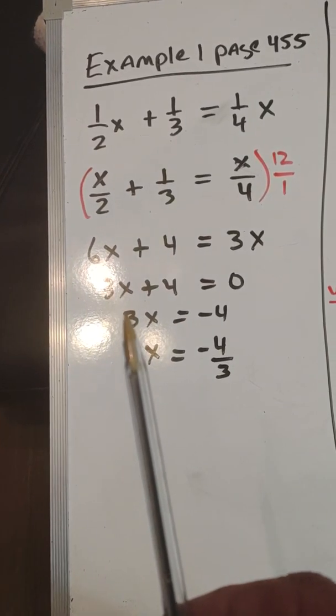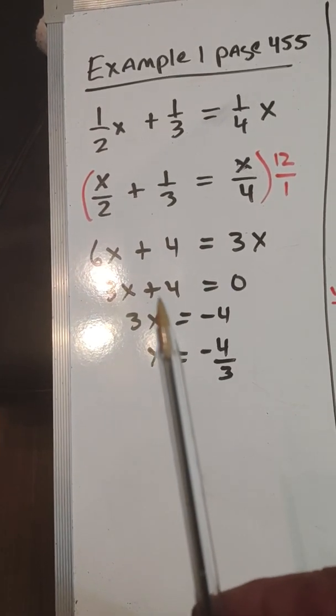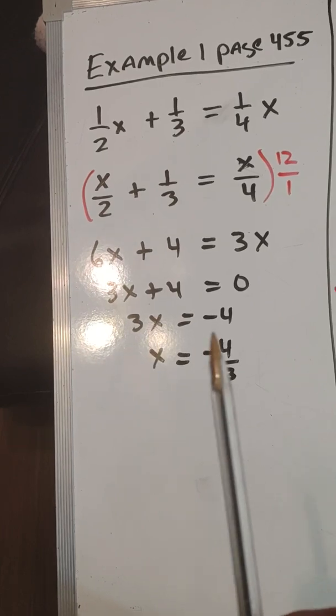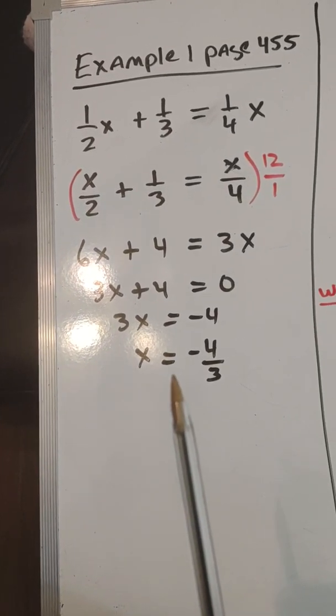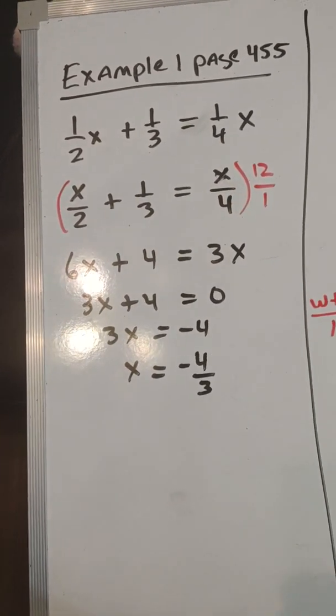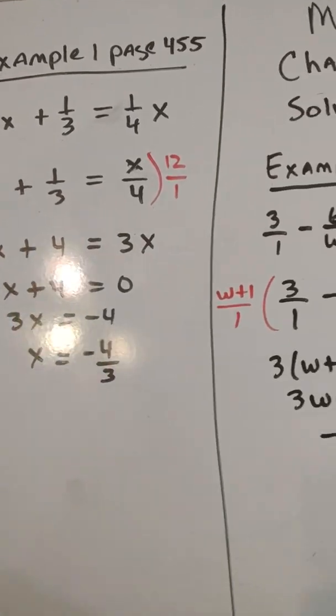Subtract the 3x over, we get 3x plus 4 equals 0. Subtract the 4 over, divide by 3. X equals -4/3. Pretty simple in terms of what we've already learned.